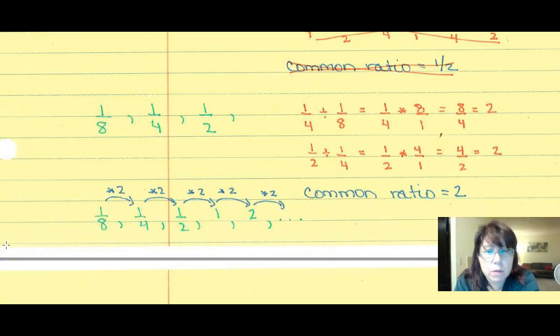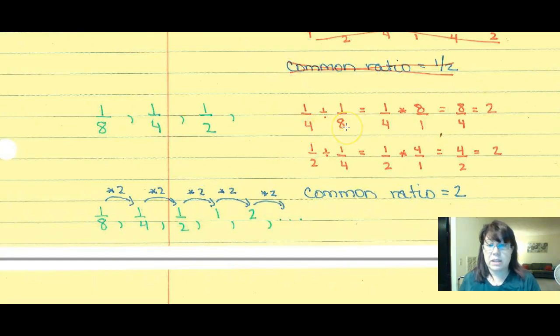Now, when in doubt, go for finding the common ratio. Sometimes it's not as easy to see what's happening with the sequence. 1/8, 1/4, 1/2, and I want to know what comes next. You can always fall back on taking the second value divided by the first value. Take the third value divided by the second value. You'll find the common ratio.